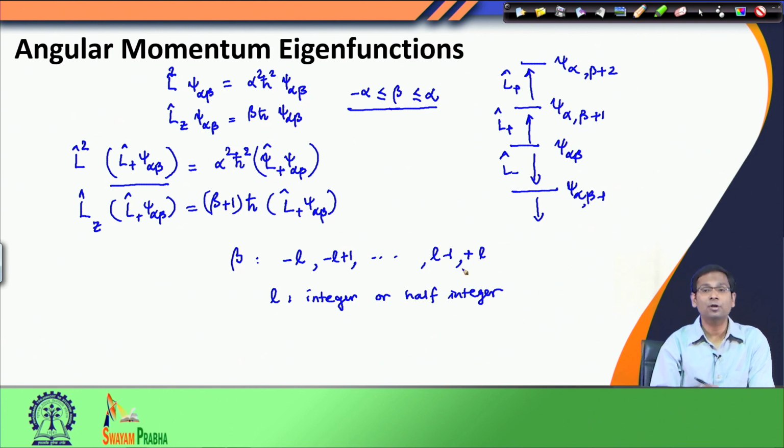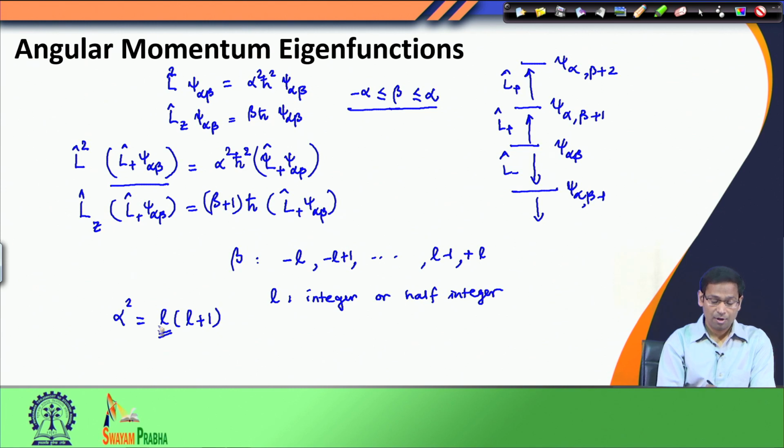So, the maximum value of beta is given by either integer or half integer. So, therefore, all other values of beta are integer or half integer. Now, what about alpha? In the course of our discussion, we also discussed that alpha square turned out to be L into L plus 1. So, what is L? L is the maximum value of beta.